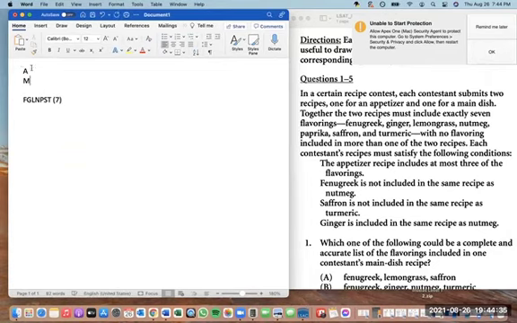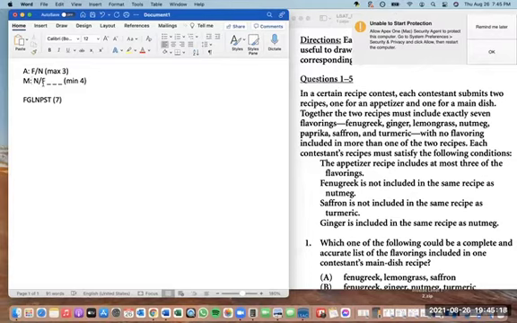Okay, the tricky thing here is we don't know how many are in the appetizer and how many are in the main dish. The appetizer has at most 3. Okay, so 3 is the maximum for the appetizer, which means that the minimum for the main is 4. Minimum 4, and for the appetizer, the maximum is 3. F is not included in the same recipe as N. Okay, so that means the appetizer is going to have one of them, and the main is going to have the other one. That's one way that you could diagram that.